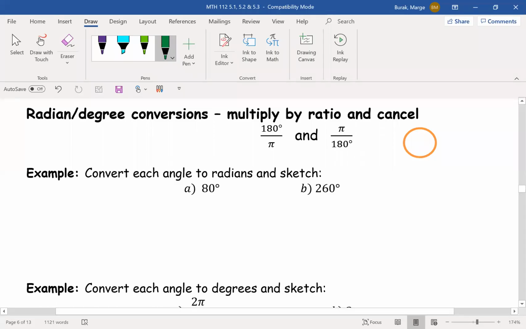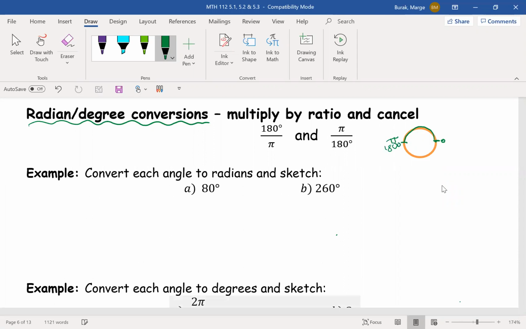All right. You have two more skills in this section. One is to convert from radians to degrees and degrees to radians. And because we have this circle, if we start here at 0 and we go halfway around, that's pi. And that's also 180 degrees.